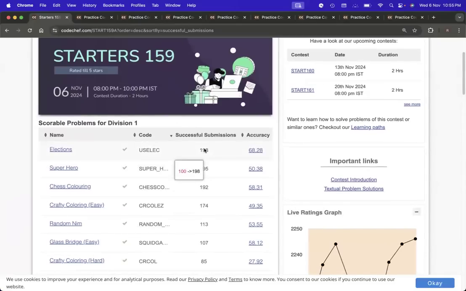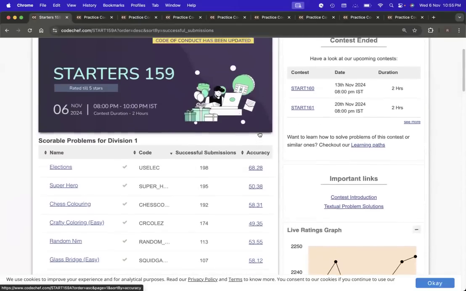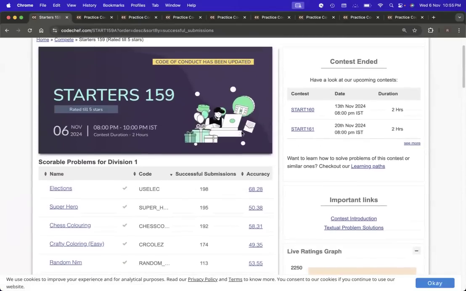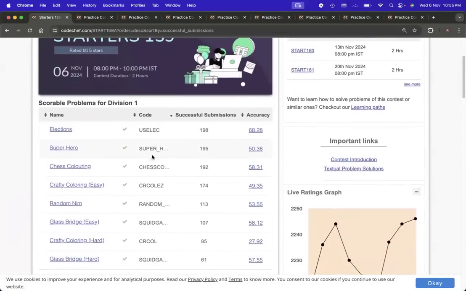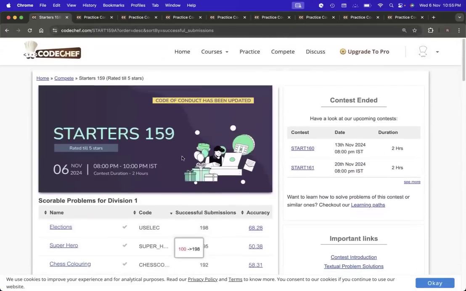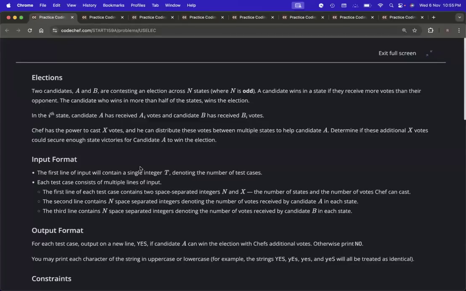Basically, in Div 1 and Div 2, there were the same problems. So, this is the video tutorial for Starters 159. We will start with the very first problem, Elections, since all the problems in Div 1 and Div 2 are the same.